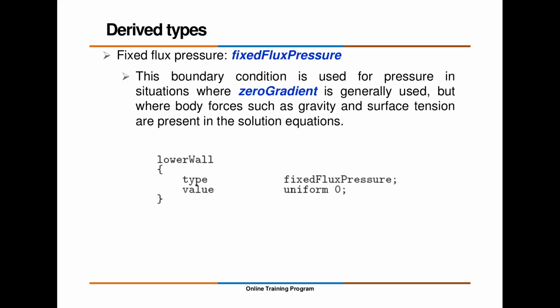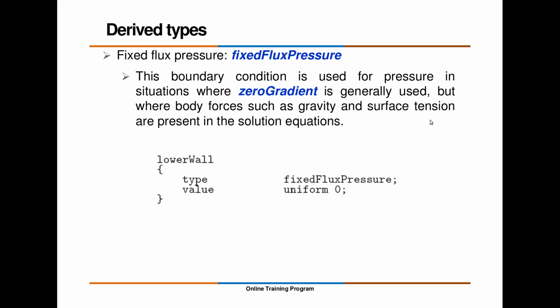Okay, then you have the fixed flux pressure type of condition. This condition is normally based on the zero gradient condition, so it is used for pressure in situations where zero gradient is generally used. That means wherever you specify the velocity as a Dirichlet condition, normally at that portion pressure goes as a gradient condition.